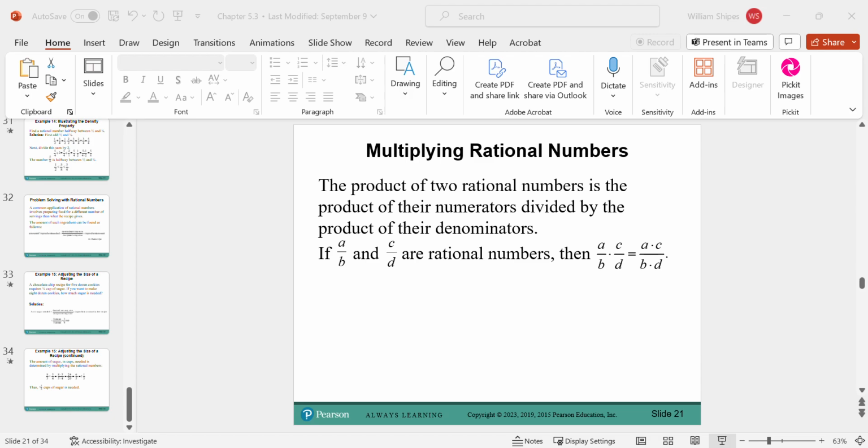3 over 7 plus 2 over 7. For A, I'm simply adding the numerators because they have the common denominator of 7. 3 plus 2 is simply 5. So my answer here is 5/7. 5/7 is already in lowest terms, so this is my final answer for A.